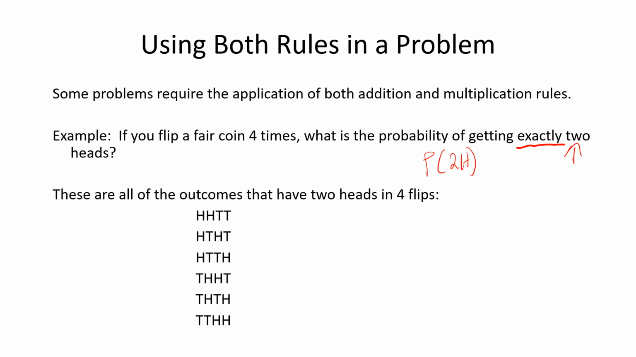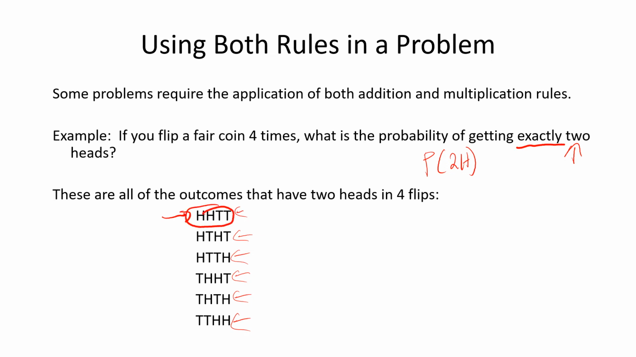First off, these are all of the outcomes that have exactly 2 heads. So in this case, we've got head, head, tail, tail, head, tail, head, tail, head, tail, tail, head, tail, head, head, tail, tail, head, tail, head, and tail, tail, head, head. These are all possible outcomes. So there are 6 outcomes that have 2 heads. There are no other outcomes that have 2 heads. Well, what we can do is we can first use the multiplication principle. That is, we can figure out what the probability of getting this specific one right here is.